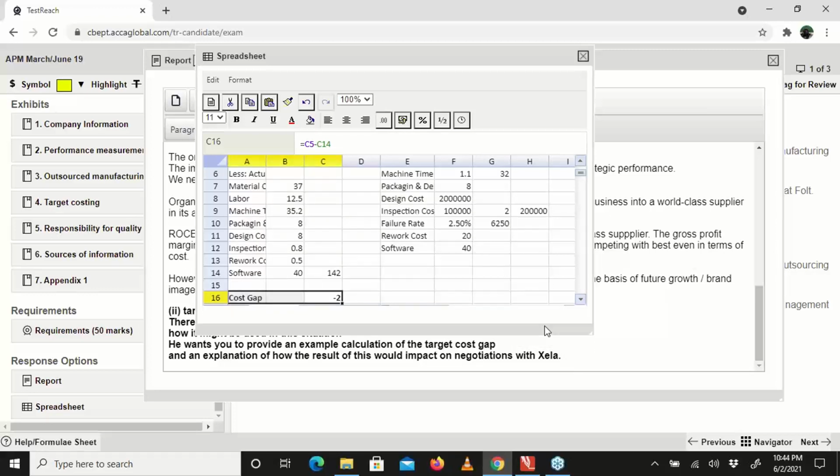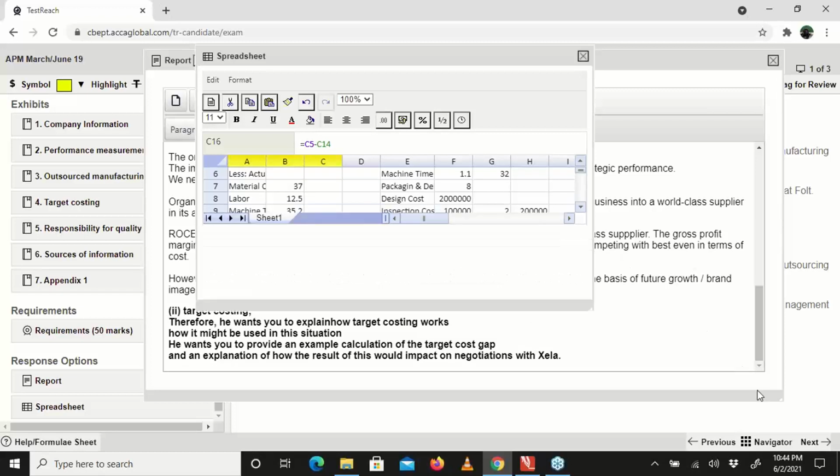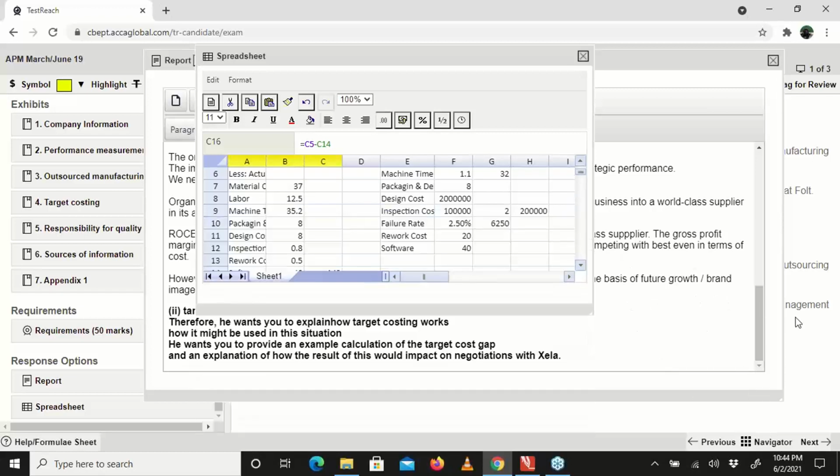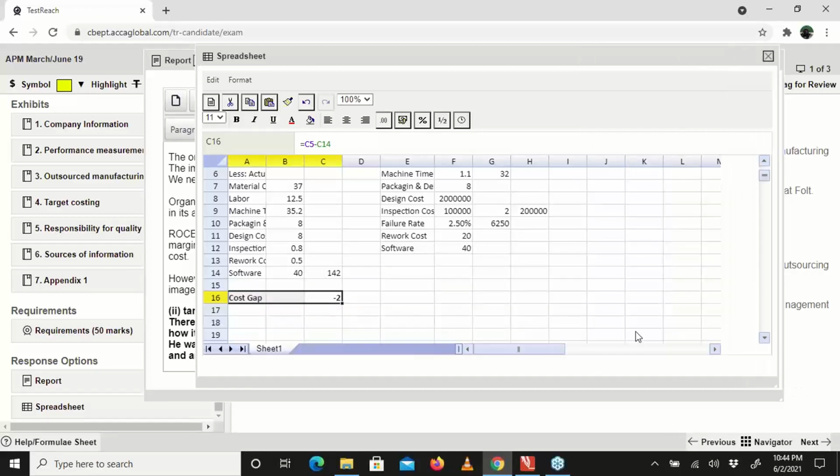I'm trying to increase the size, I don't know, something is wrong with it. I'm unable to increase it diagonally, but anyways, whatever. Oh yes, now I can do. Thank you.